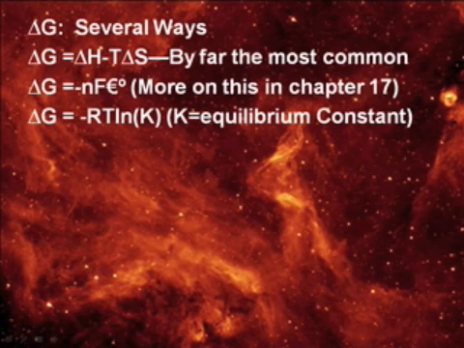Well, last time we learned delta G equals delta H minus T delta S. That's this first one, the most common, by far the most common of all the equations. Now, you're going to learn a new one when we talk about electrochemistry.